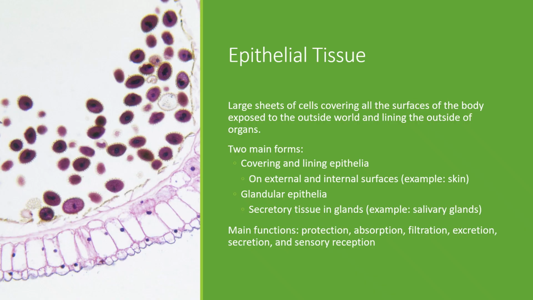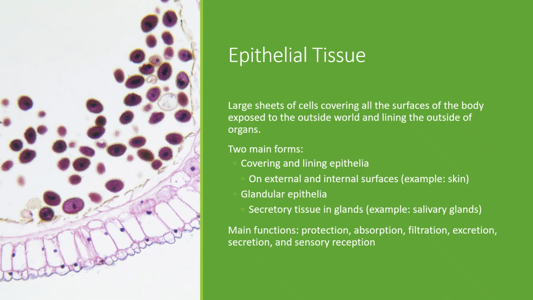We'll start our conversation with epithelial tissue. Epithelial tissue is large sheets of cells covering all of the surfaces of the body that are exposed to the outside world and lining the outside of our organs. There are 2 main forms. There's covering and lining epithelia, which we find on the outside of you, like your skin, and on internal surfaces, like lining the inside of your mouth. And then there's glandular epithelia. These are secretory tissues that make glands, and we have endocrine and exocrine glands. We'll be talking about those. A salivary gland and a sweat gland are examples.